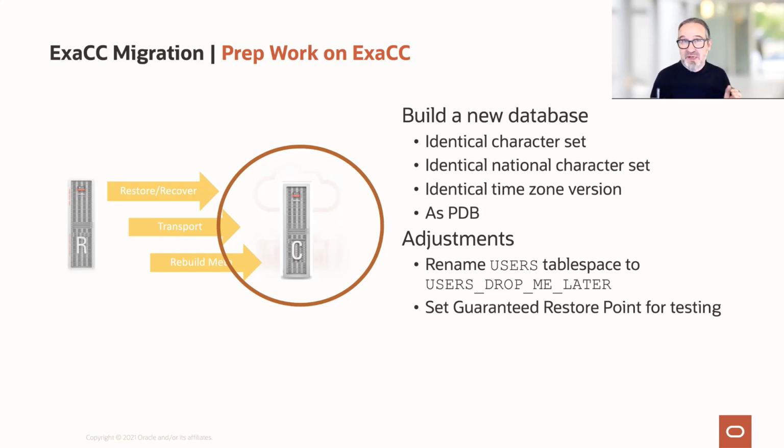Then every PDB at this stage got a users tablespace, which we renamed right away to users_drop_me later. And I will come to the idea of why we want to drop it, but our source databases had users tablespaces already. So this was just meant to avoid any conflicts. And when we were running tests, we set a GRP, a guaranteed restore point, to avoid that we have to rebuild the PDBs all over again.